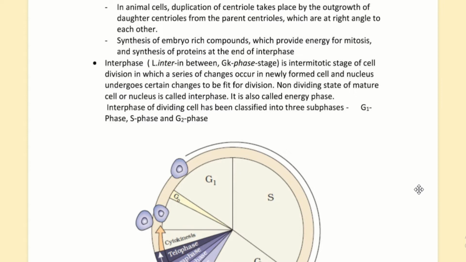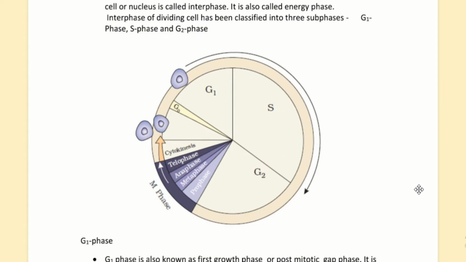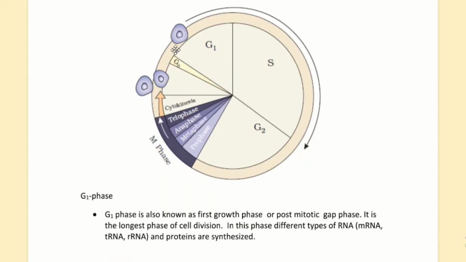The interphase of a dividing cell has been classified into three subphases, as we discussed earlier: G1 phase, S phase, and G2 phase. Here you can see the diagram of G1 phase, then we have S phase and G2 phase, then we have M phase, which is further divided into prophase, metaphase, anaphase, telophase, and cytokinesis.